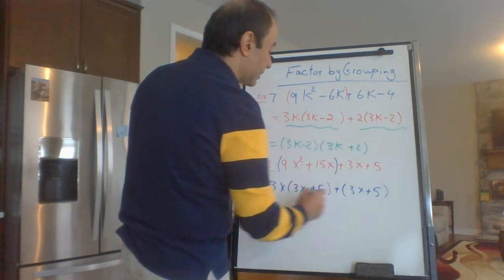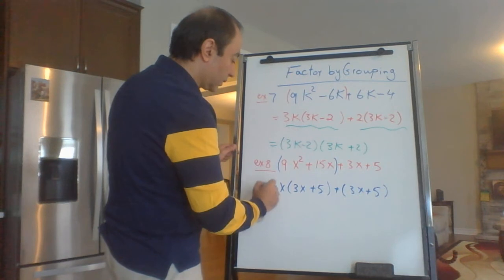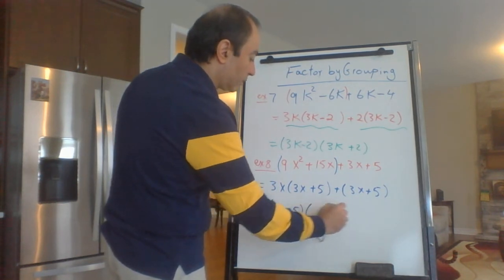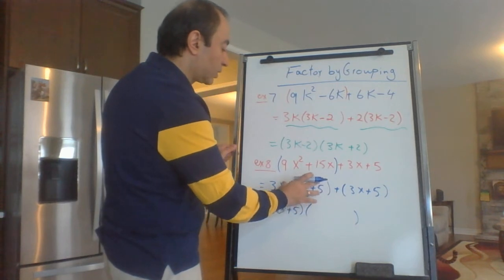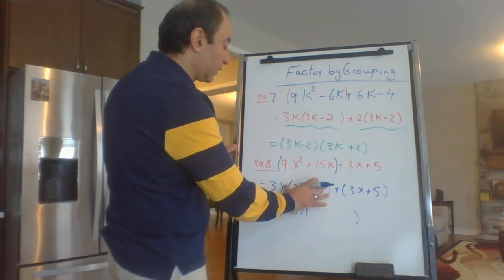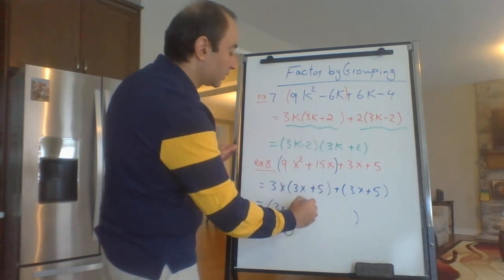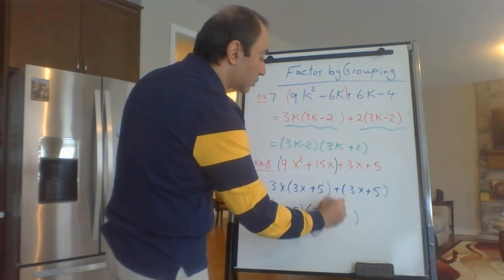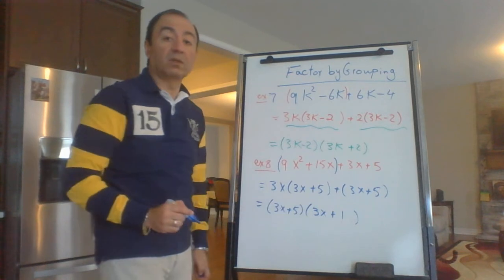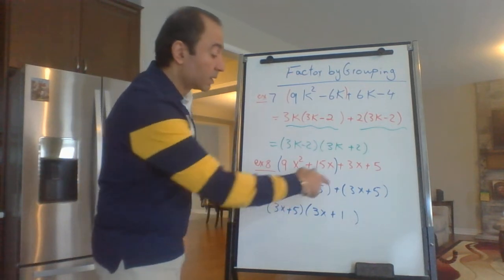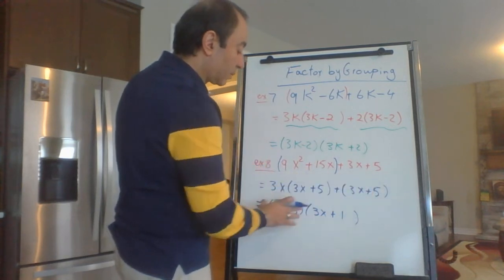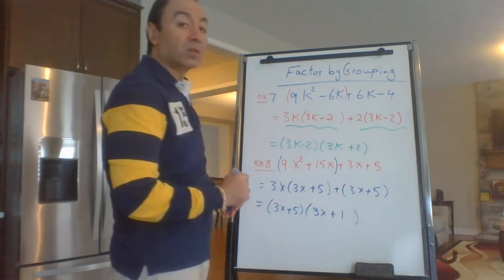When I look at this, I found that 3x plus 5 is common. And when I do that, I will divide each term by 3x plus 5. So this divided by 3x plus 5, that will leave 3x. This divided by itself, it is 1, not 0. There is always a 1 in front of it. So this leaves a 1 in here. So when I divide something by itself, that leaves 1.